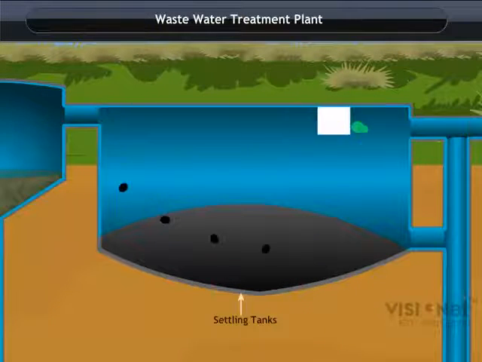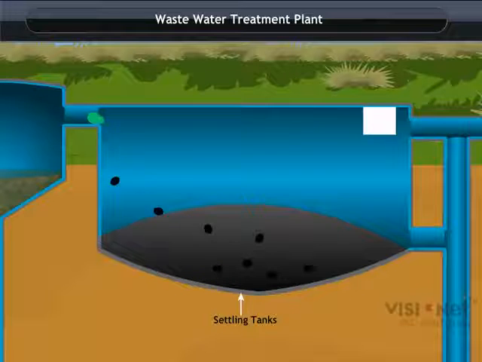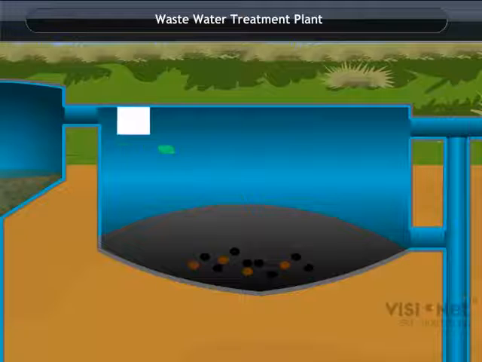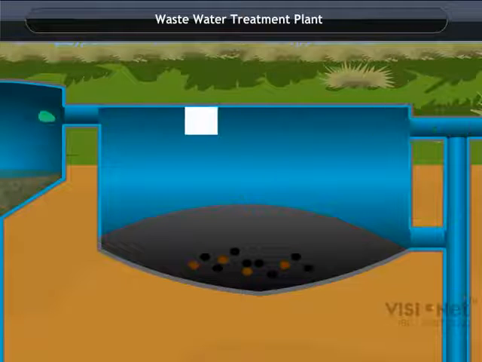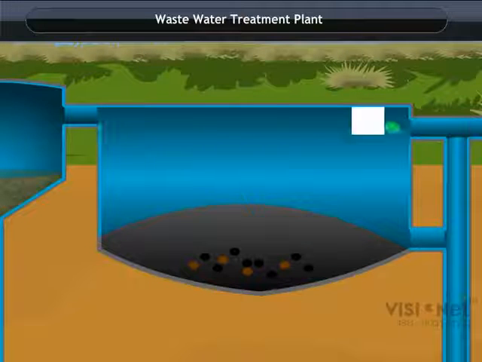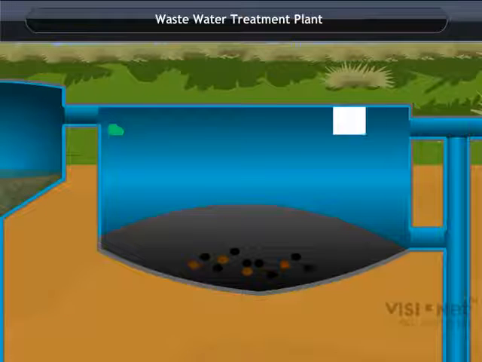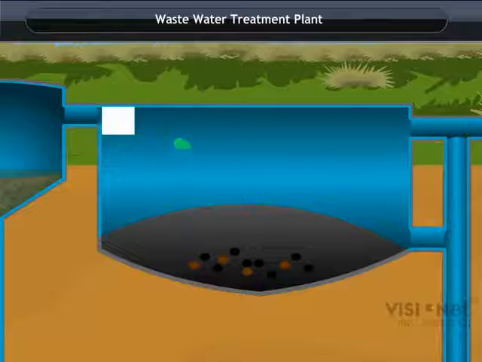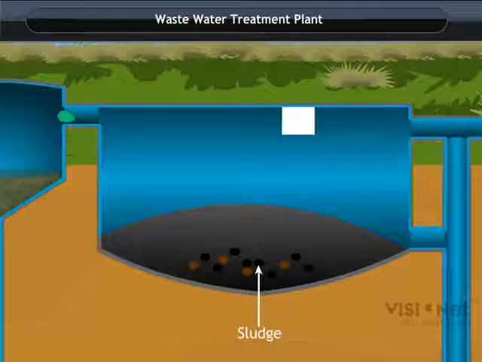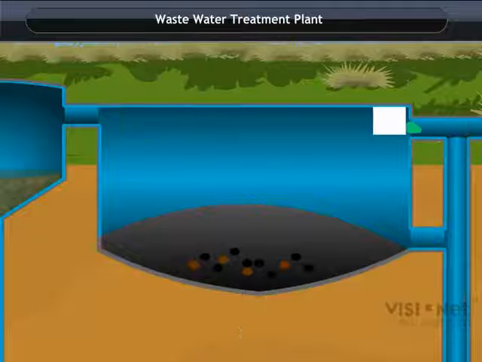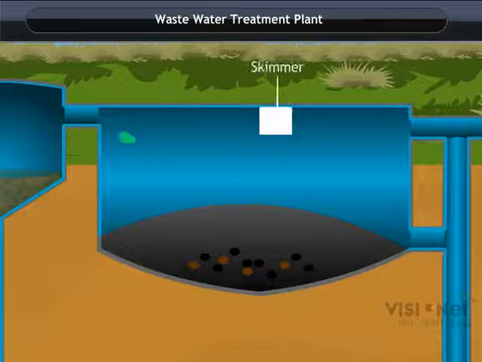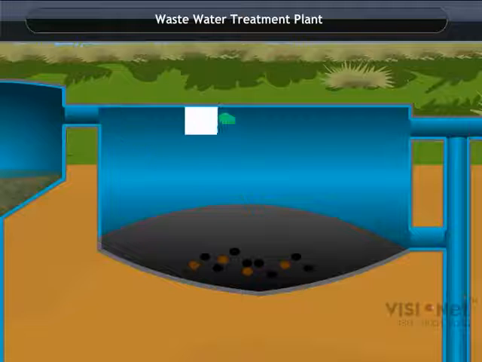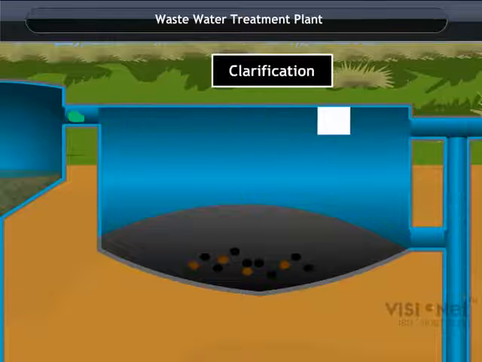Clarification. After the wastewater passes through the grit and sand removal tank, it is allowed to settle down in a large tank with a slope towards the middle. Solid materials like feces settle at the bottom and are removed with the help of a scraper. The deposited waste material thus collected is called sludge. The contaminants that float over the surface of the water are removed by a skimmer. The water that is treated in this process is called clarified water, and the process is called clarification.